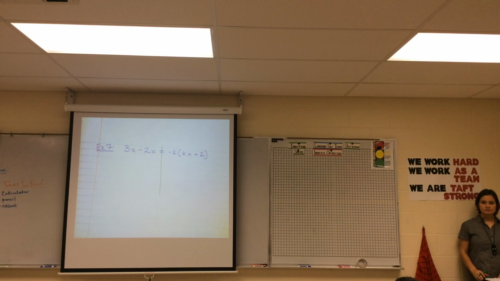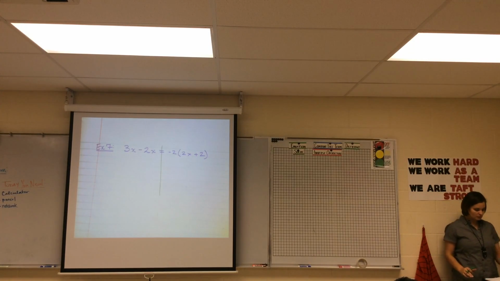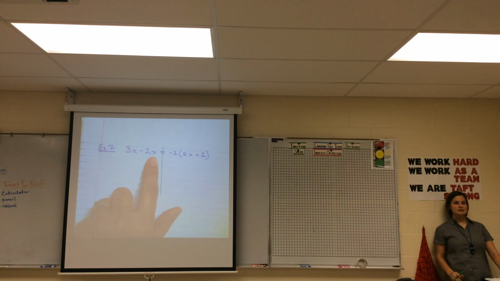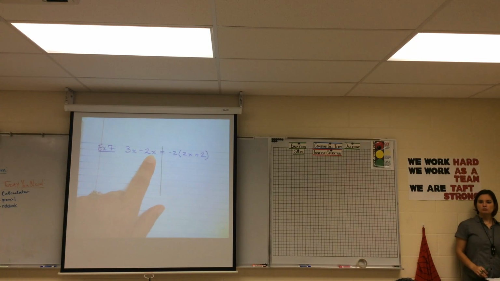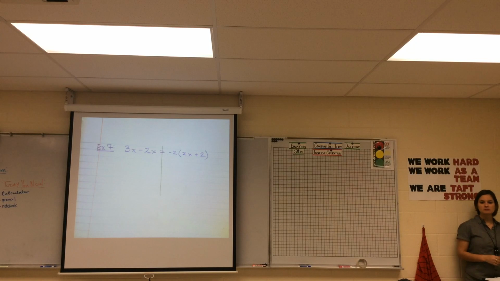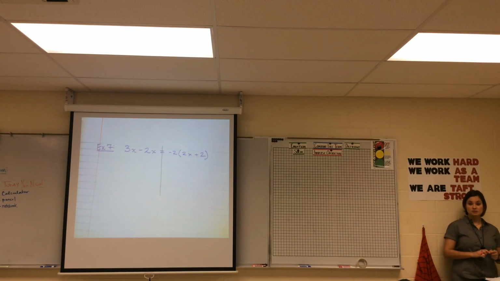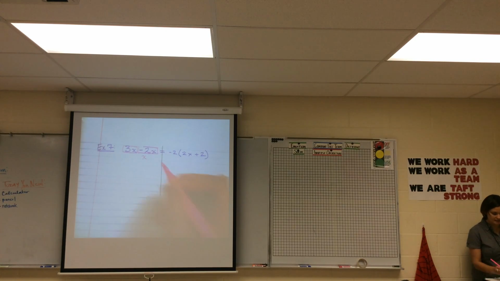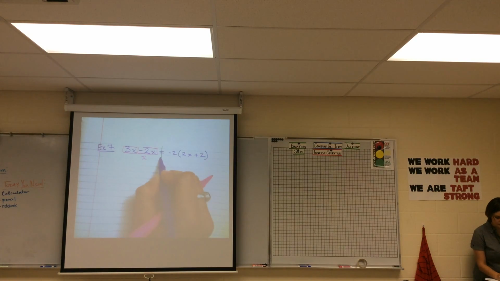All right, so I know some of you are still working it. Here on the left side, I've got 3x minus 2x. What can I do? Do we have like terms? Do we need to distribute? We have like terms, right? So 3x minus 2x is 1x equals.